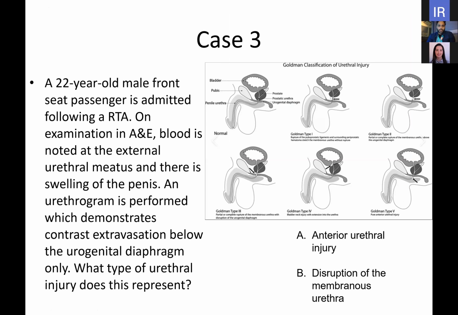So if you look at this question again, why don't you guys cast your votes as to what you think this could be? And I've purposely kept the Goldman classification on this slide to help you figure out what it is. So just cast your votes now.